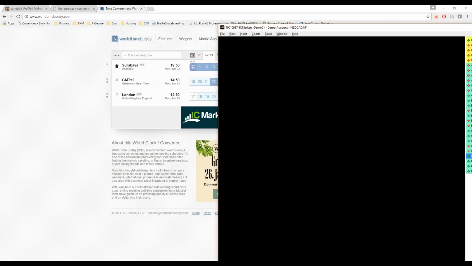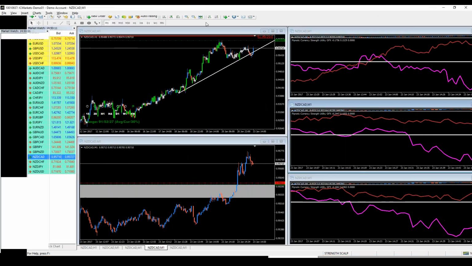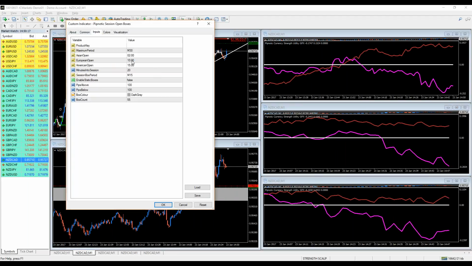So I have to put this number in the configuration. Sorry, my chart moved away again. I have to go in here and put 1000 hours in the European Open. It should say the London Open, the European Open. When that's done, the indicator will read this and correctly calculate the size of the box and 20 minutes into the session and stuff like that.